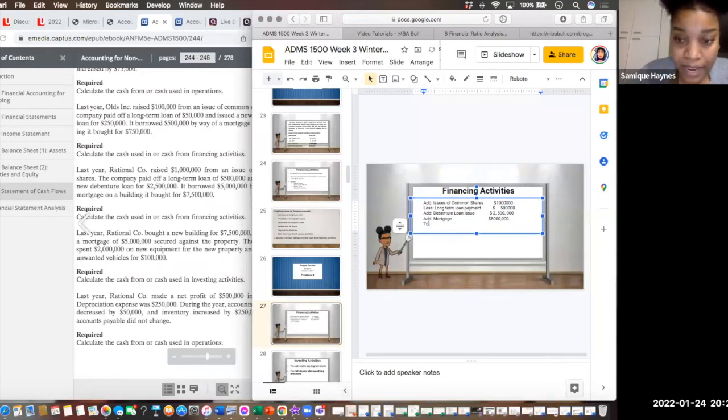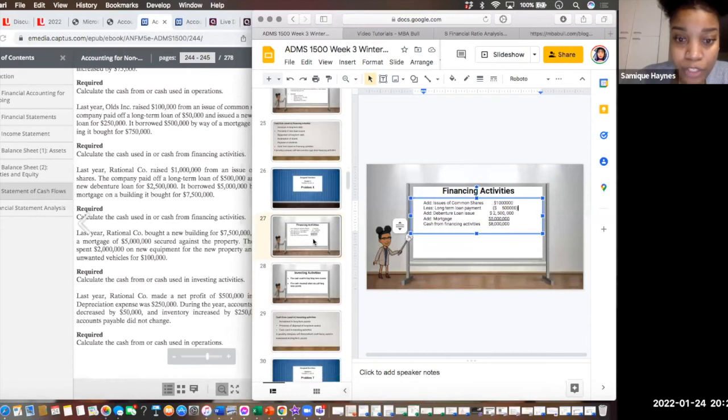So the total cash from financing activities is a total of 8 million. All right, so how does this look now? Is it clearer now? Great. So we had to ignore that 7,500,000, right? That one had nothing to do with what we were doing.